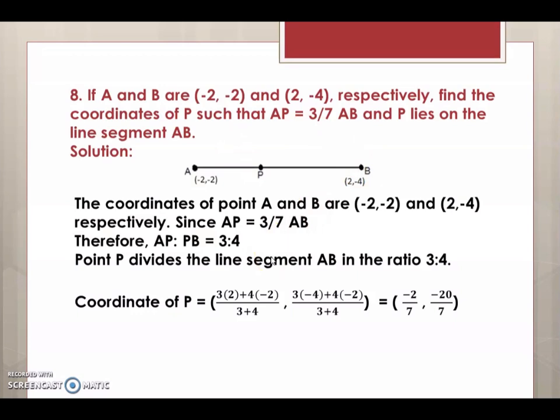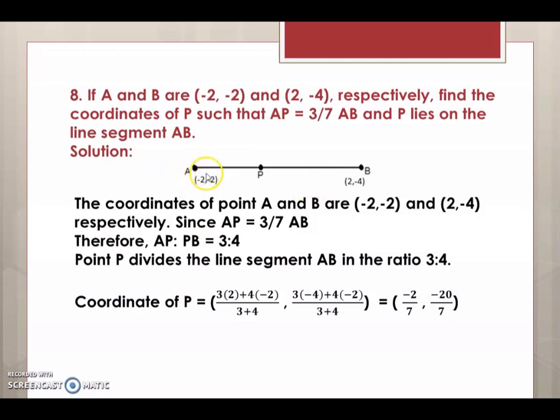So here you can use the section formula directly, provided you first find the ratio AP is to PB. So using what is given to you, the total parts AB is 7. Out of that, AB is 7 and AP is 3. So the remaining part PB must be 4. So the ratio is not 3:7, the ratio is 3:4 here. That is what you have to find out.